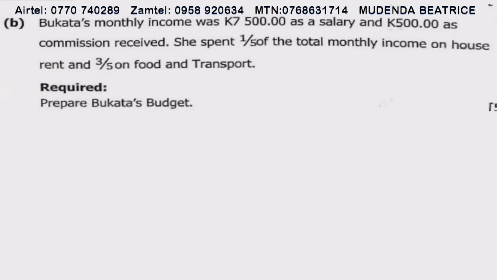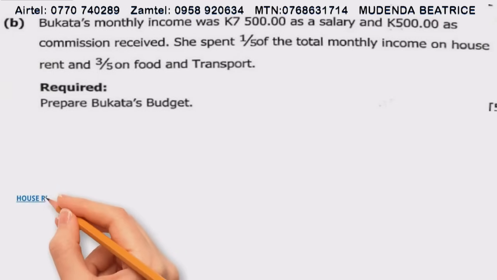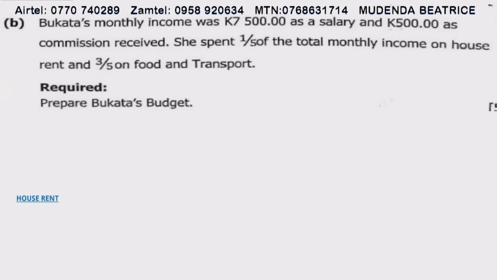So before we start preparing the budget for Vukata, the first thing we need to do is find how much Vukata spent on food and transport and how much Vukata spent on house rent. Because here we are given fractions, not the actual amount. So we need to find these first before we even start preparing the budget, so that when we start preparing the budget, it will be easier for us. Okay, so let's start with the house rent. How much did Vukata spend on house?